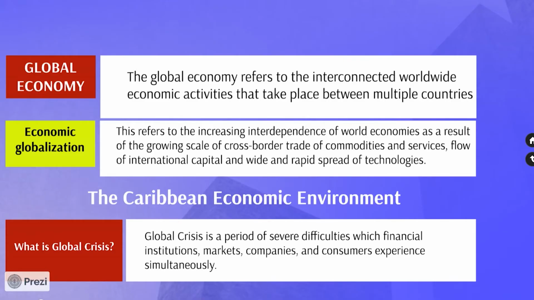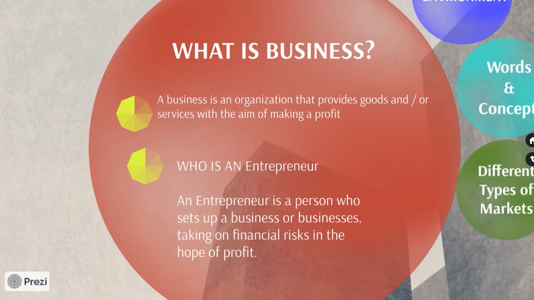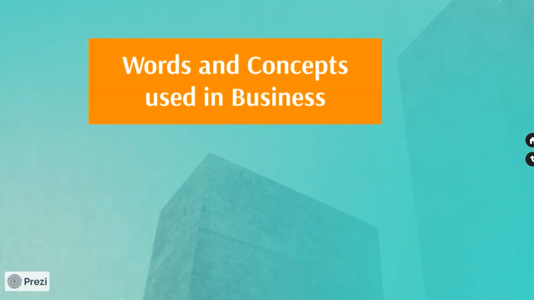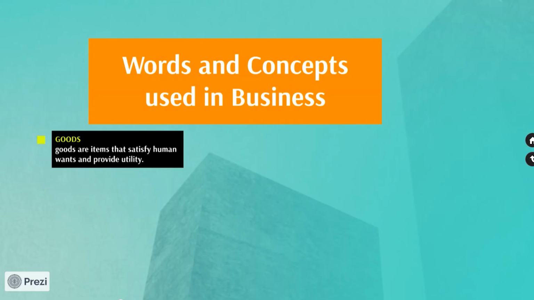Okay, so we're then moving on to words and concepts used in business. Now, the words and concepts used in business, the first one up is goods. Okay, goods are tangible items that a business organization or industry produces for consumers or customers. Now, goods are usually exchanged for money, especially in business and industry.